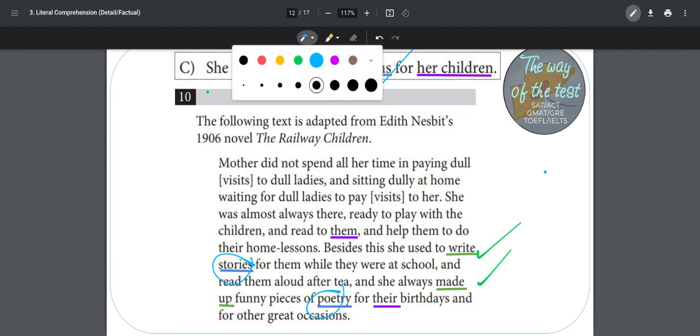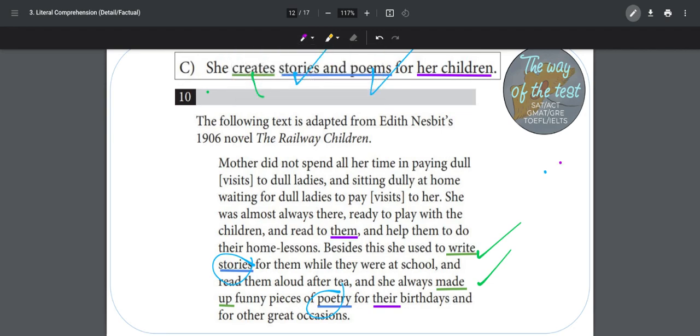And for her children, how do we know that it's for her children? Well, they keep saying for them and them, right? And the word them in this case says she was almost always there, ready to play with the children and to read to them. So this word them, and this is something that is going to be useful for the grammar, this word them is referring to the word children. So every time we see them and there, they are referring to children. This word is also referring to children. So yes, the purple part is also there, so far C looks like our answer.